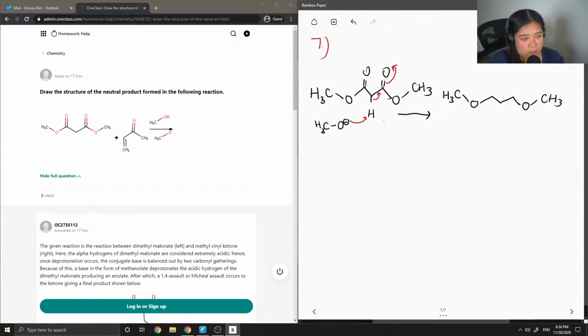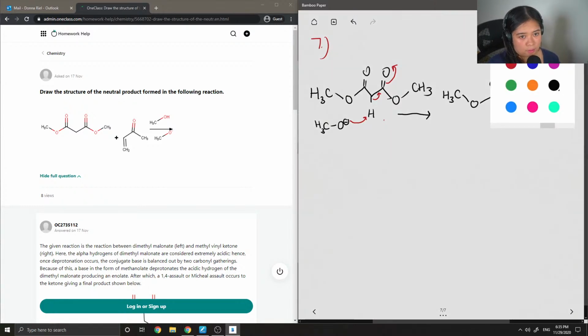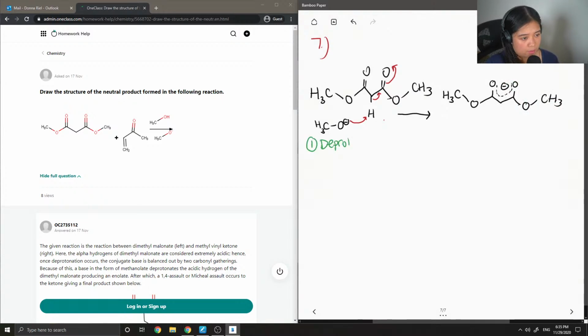Since realistically the negatively charged oxygen doesn't just stay on the one oxygen atom, it will look like this. And it's shared in between both. Okay, so I'll just write that step 1 was the deprotonation. And now what happens in step 2, we draw the second reactant up here.